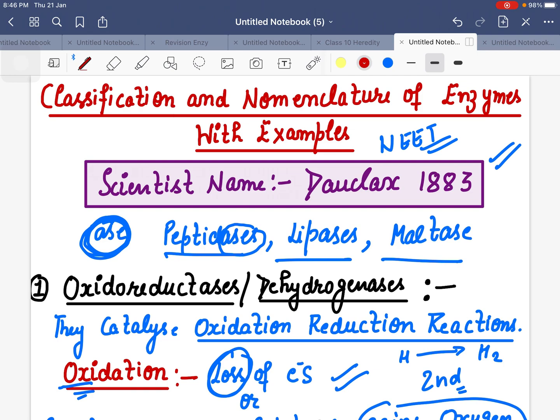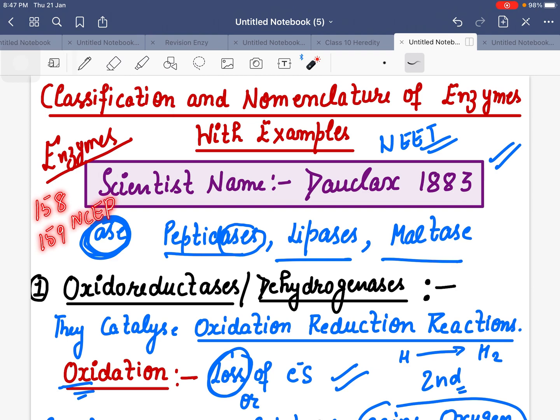So, as you know, we have started our revision work from the topic of enzymes in the chapter Biomolecules, and today we will talk about the last portion of enzymes, which is on page number 158 and 159 of NCERT. I request all of you to go through this topic from NCERT also, and I will tell you some tricks to learn this, to write this efficiently, and to attempt the questions in a very short time with these tricks.